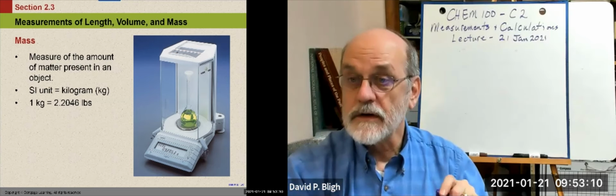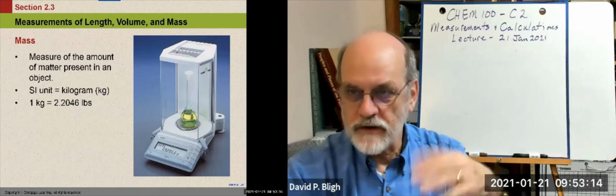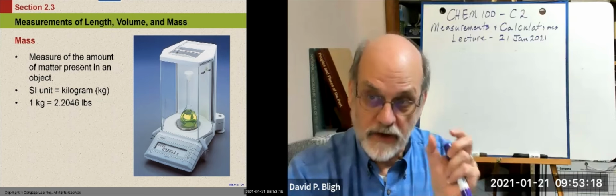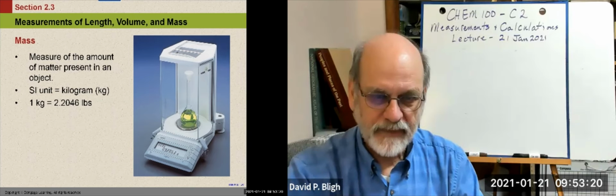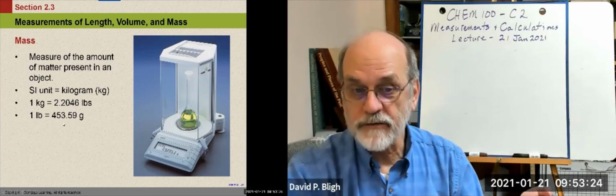We'll use that equivalence to start making conversions of one unit of measure to another, and see how it affects the number that goes with it. You could say it another way, a pound is 453 grams.